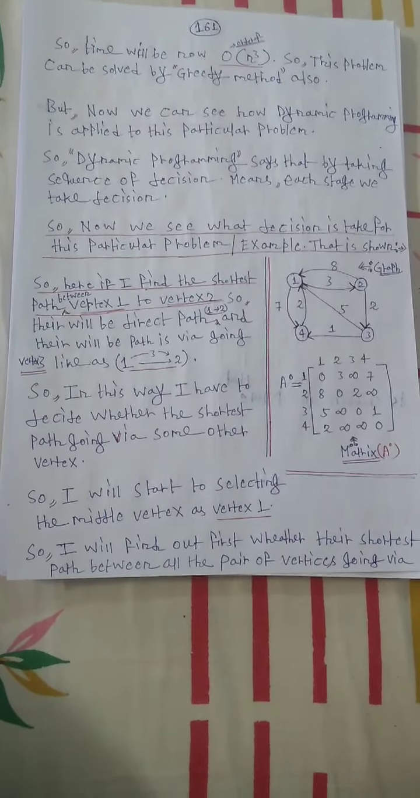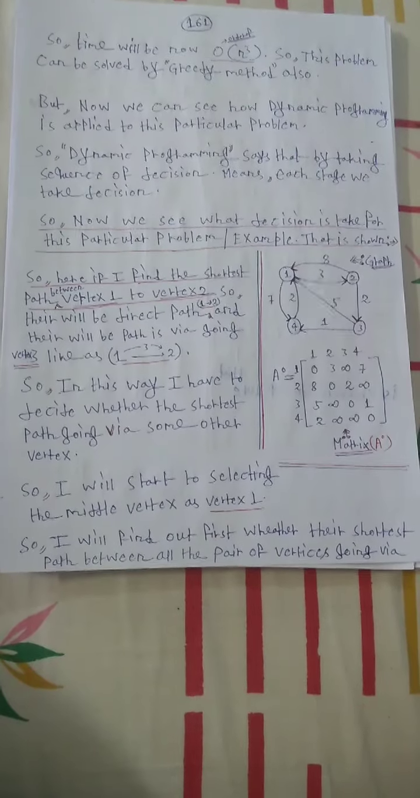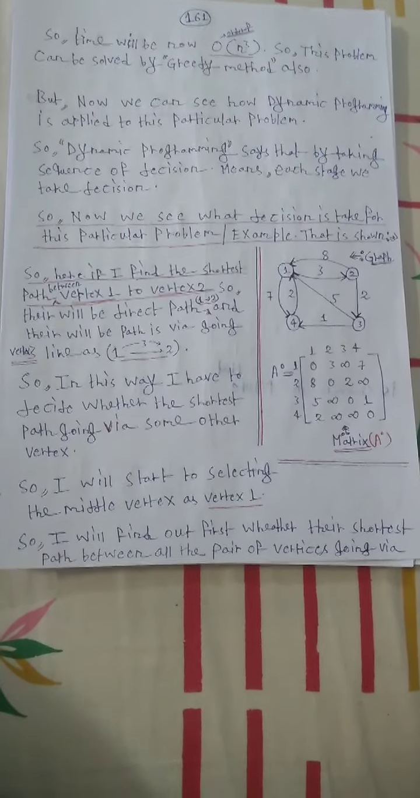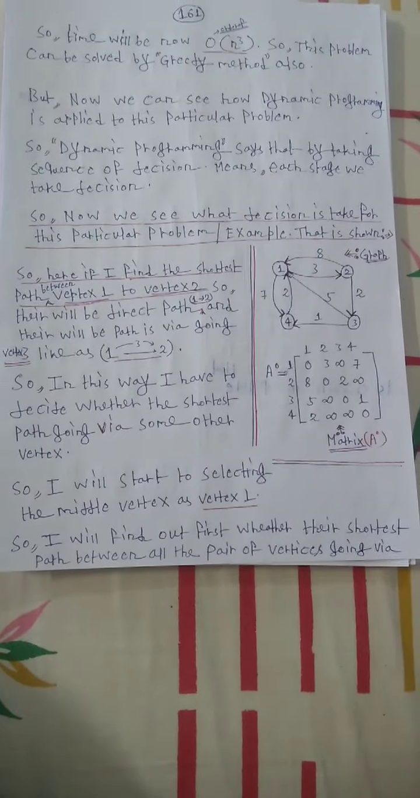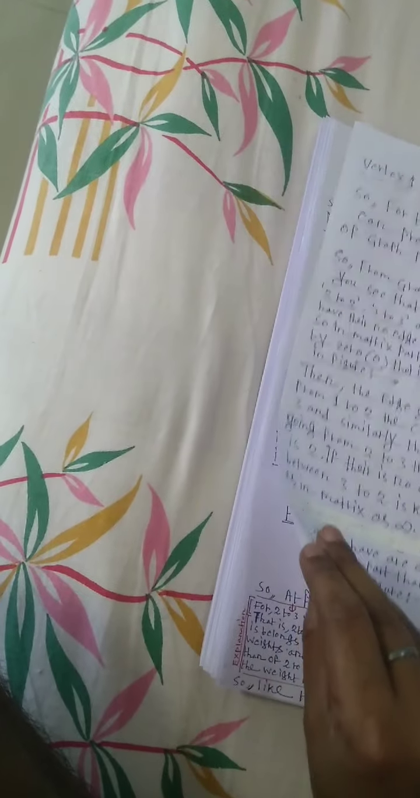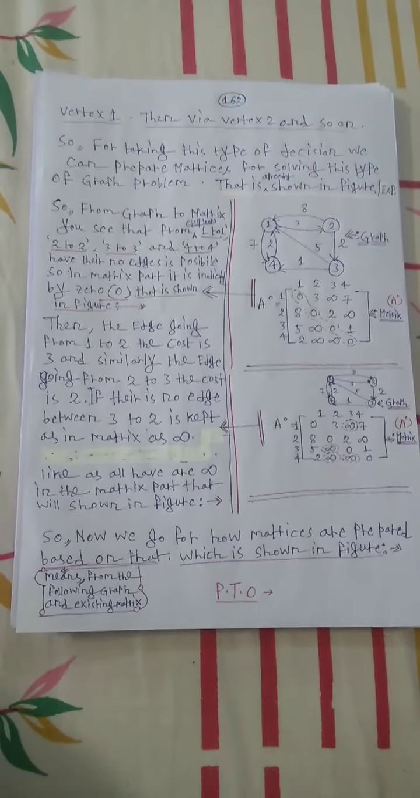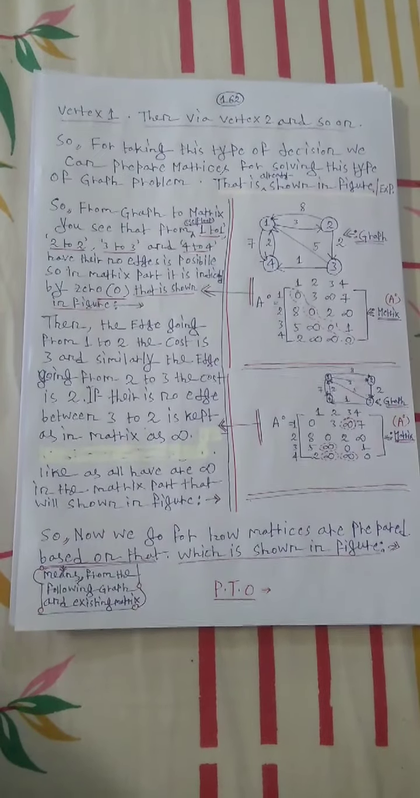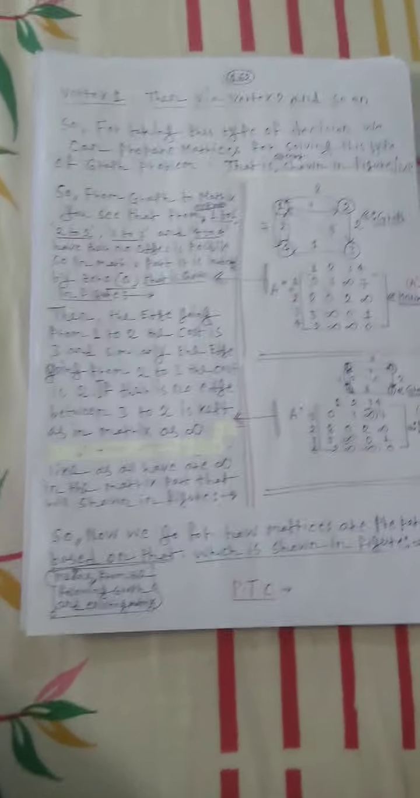I will start by selecting the intermediate vertex as vertex 1. I will find out first whether the shortest path between all pairs of vertices goes via vertex 1, then via vertex 2, and so on. For taking this type of decision we can prepare a matrix for solving this type of problem, as already shown in the figure and example.